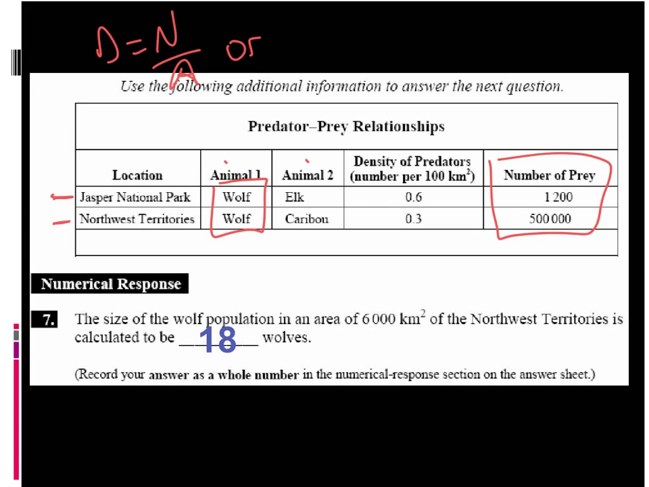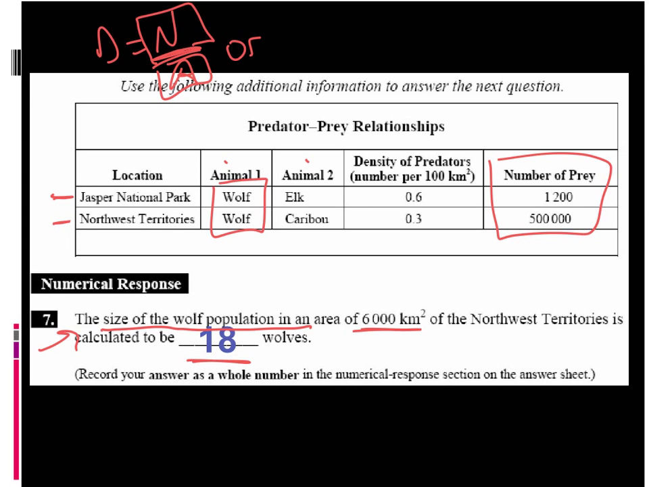Now the other thing that we need to be cognizant of is, do we need to manipulate our formula? What are we being asked? Well, if we go down to the question here, the size of the wolf population in an area of 6,000 kilometers squared, so we have an area of the Northwest Territories, is calculated to be 18 wolves. So you have the answer there right now. What does 18 represent? It's the size of the wolf population. That represents our number.